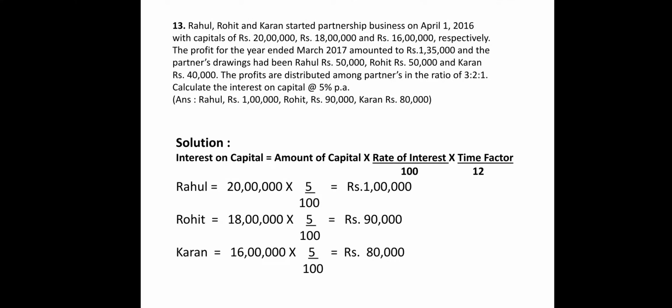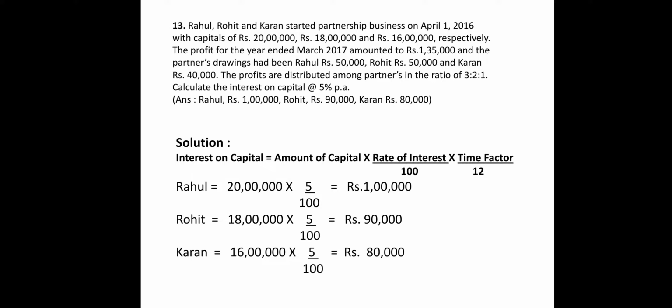Rahul, Rohit and Karan started the partnership business on April 1st, 2016 with the capital of 20 lakhs, 18 lakhs and 16 lakhs respectively. The profit for the year ended 31st March 2017 amounted to 1,35,000 and the partners' drawings have been 50,000 and 50,000 respectively, and Karan's is 40,000. The profits are distributed in the ratio of 3:2:1. Calculate interest on capital at 5% per annum.